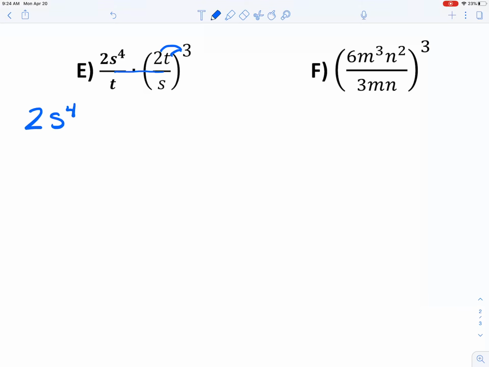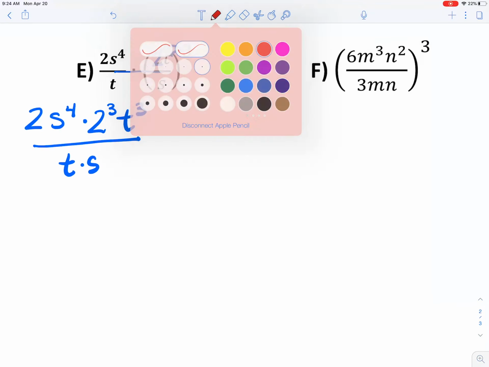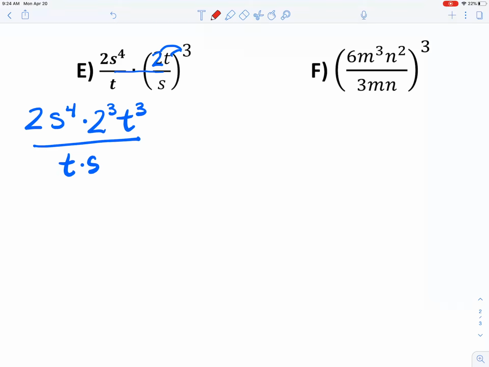So this first part of the fraction, I can't simplify yet. Okay, now I have 2 to the third power, so times 2 to the third power, and then t to the third power. On the bottom, I just have t times s. All right, now let's look at what we can combine. So I see that there's a 2 here. That's 2 to the 1. There's no exponent there. Our hidden exponent is a 1. And I see that there's a 2 right here. When I am multiplying powers with the same base, I add the exponents. So this is going to be 2 to the 1 plus 3, which is 4.